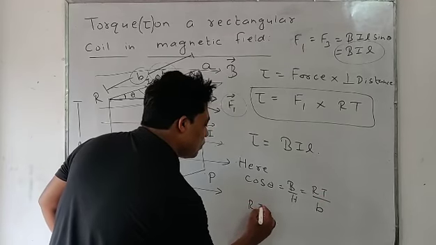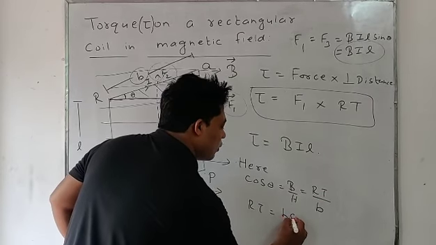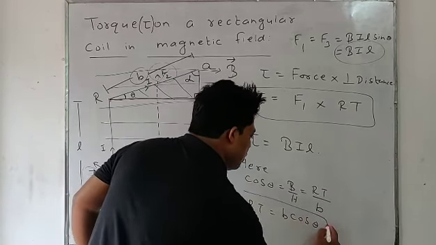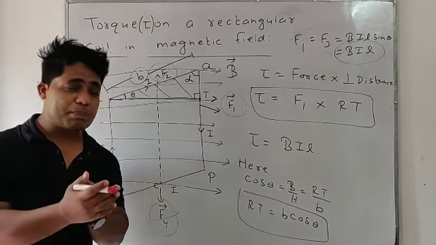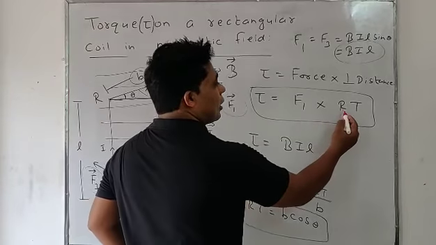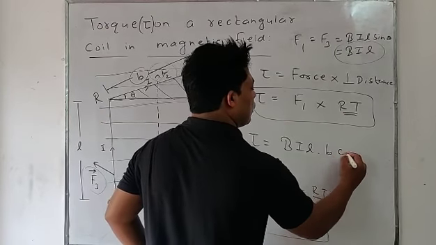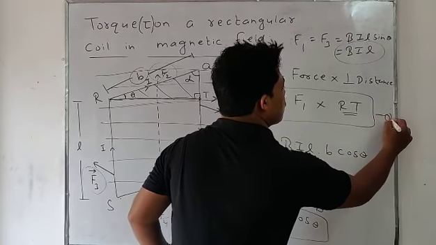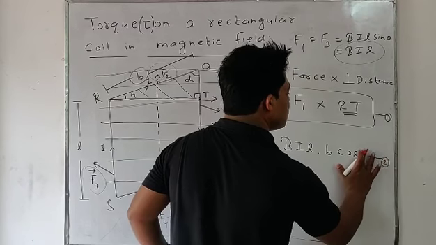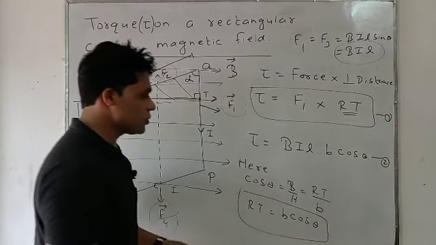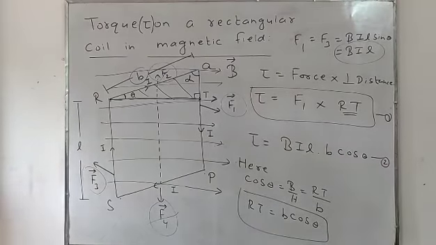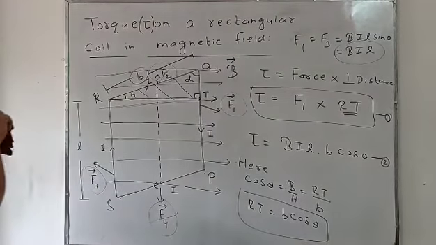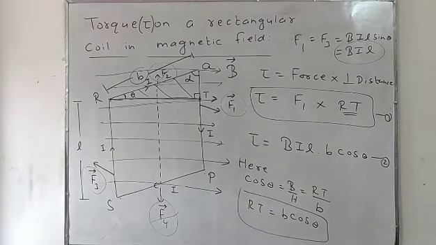So what should be RT? Cross multiply. B cos theta. So this RT we got as B cos theta, that is the perpendicular distance. Here I am going to put B cos theta, equation first, equation second. Okay students, and this is rough work. Now students, you can take a screenshot because I am going to remove this portion.